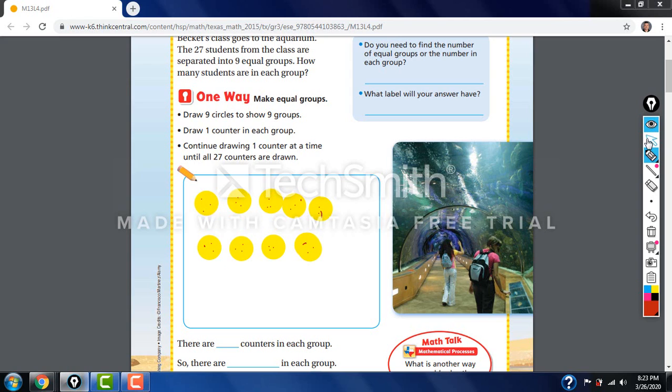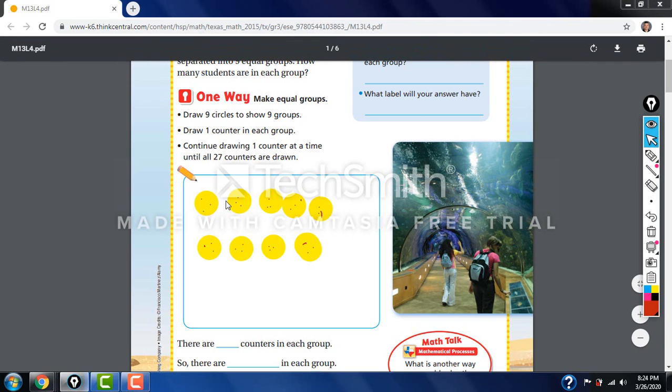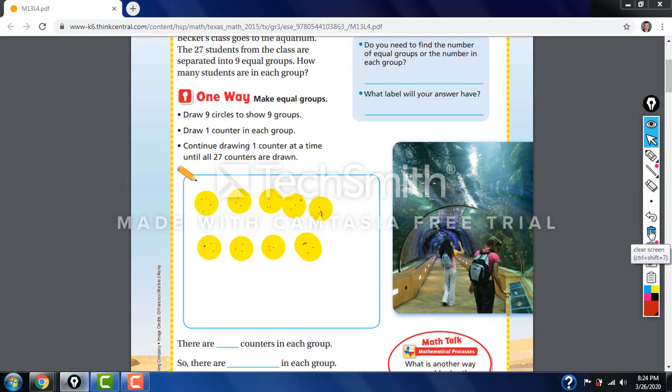So when we do it like that, that is the long way to do it, because when these numbers get too large, it's going to take you way too much time. But it's a way for your brain to see what you're actually doing. You're making 9 groups, and you're putting the equal amount in each group until you get 27. So take a minute and answer the questions here at the bottom. Go ahead and pause it. Then we'll come back and take a look at how you did.